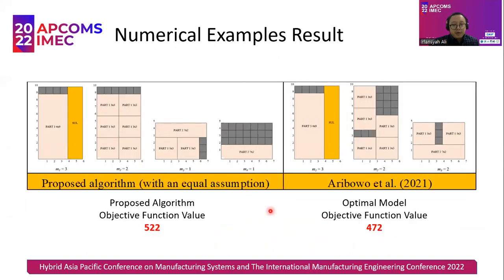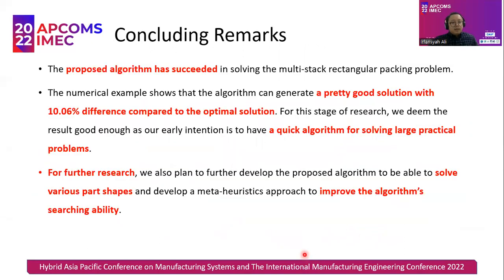Here are the results by using more or less the same stages or steps as the demonstration before, of course, with the equality adjustment. The proposed algorithm obtained a 522 objective function value that is close to the one that the optimal model obtained, which is 472. So we conclude that the proposed algorithm has succeeded in solving the multi-stack rectangular packing problem. The numerical example shows that the algorithm can generate a pretty good solution with a 10.06% difference compared to the optimal solution.